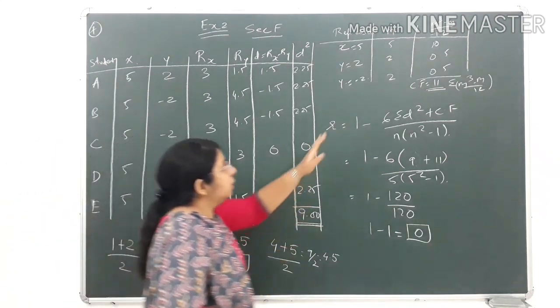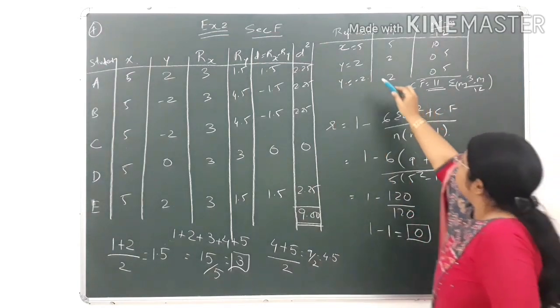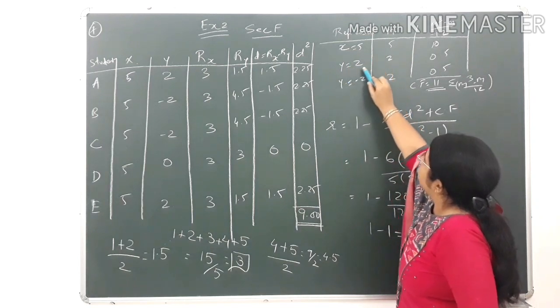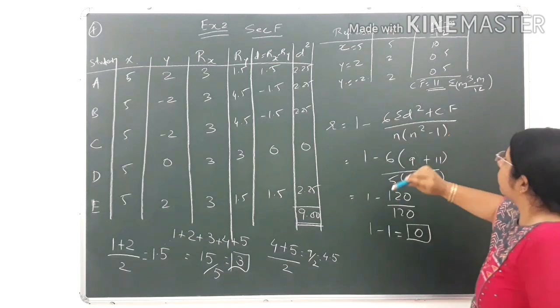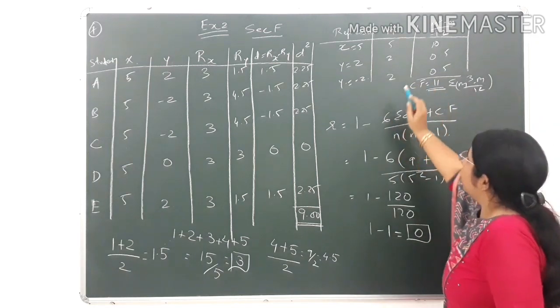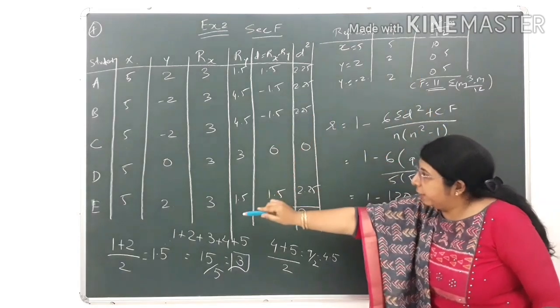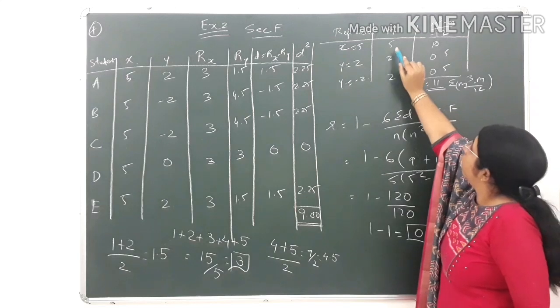Now you have already studied this table also, how to find the value of CF. Here the repeated observations you can see: x is equal to 5, y is equal to 2 and y is equal to minus 2. We have to do the calculation of all three separately. First of all, x is equal to 5; how many times is that 5 repeated? That is 5 times you can see. So m is equal to the number of repetitions, so m is equal to 5.